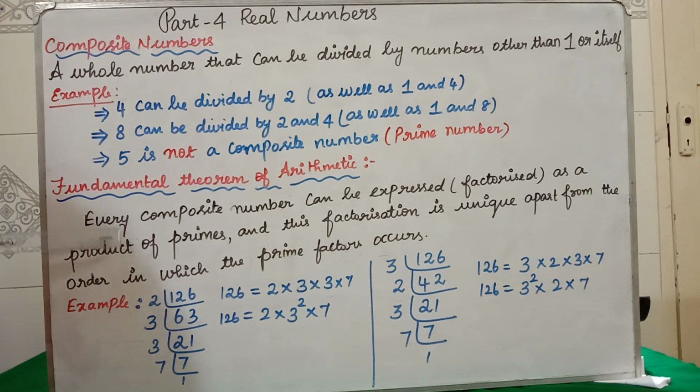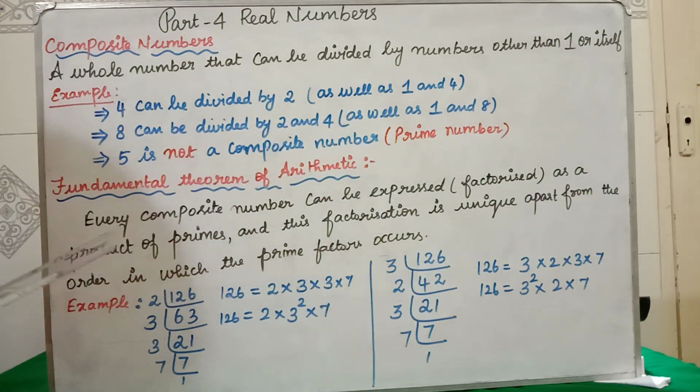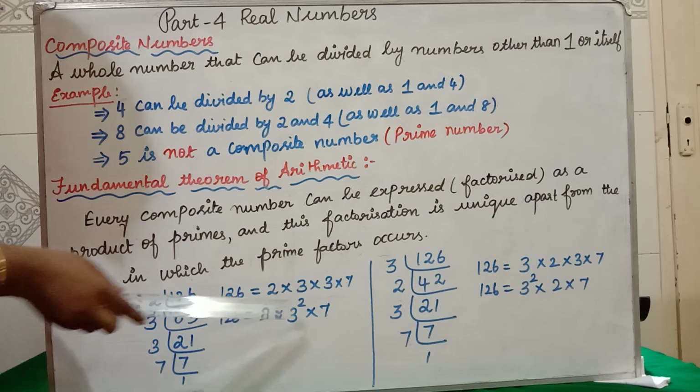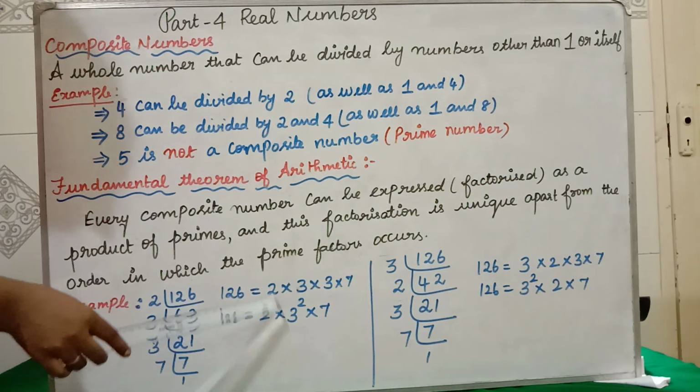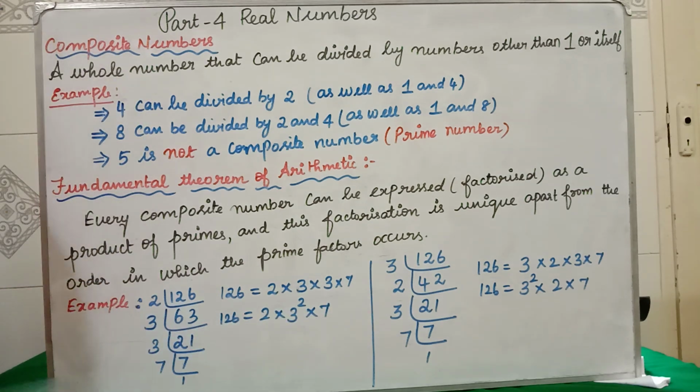What are they saying in the statement? Every composite number can be expressed or factorized as a product of primes, they are saying. So, if you see here, in what form am I expressing? 2 is what? Prime number. 3 is what? Prime number. This 3, again 3 is a prime number. 7 is what? Again a prime number. So, this 126, how am I writing? 2 into 3 into 3 into 7 I am writing. Okay, this 2 I am writing as such. This 3, how can I write? 3 square into 7.